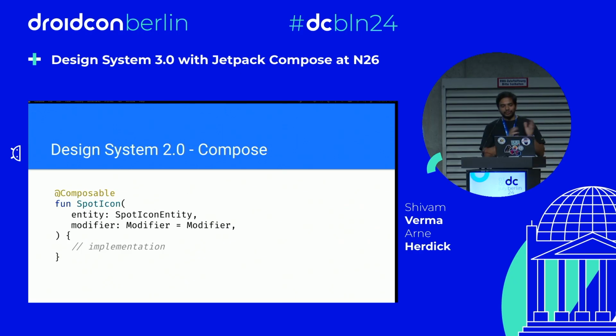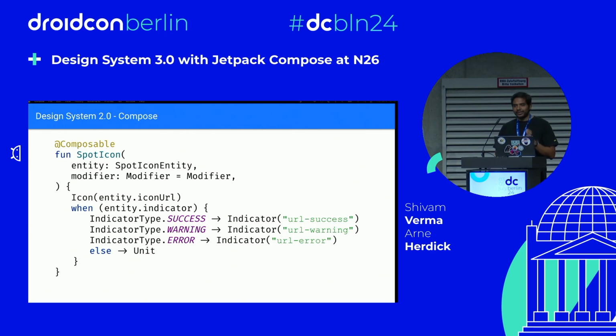And then now we move from the view to composable, and in the composable world, this looks like this composable function, which accepts this entity, which is the spot icon entity, and we have a modifier that you can use to provide other parameters. Going a little bit into the details, obviously not the exact implementation, the implementation would look something like this, where we first render the icon with the URL, then we look at what is the type that was provided to this spot icon, and based on this type, we render the right indicator. And if you keep it null, then I will not render anything.